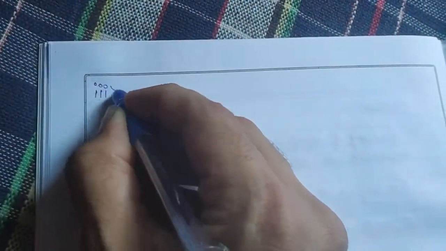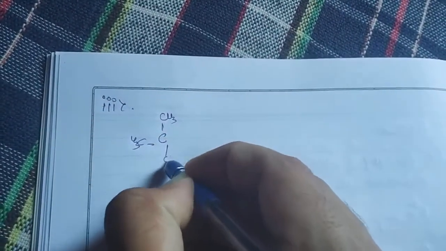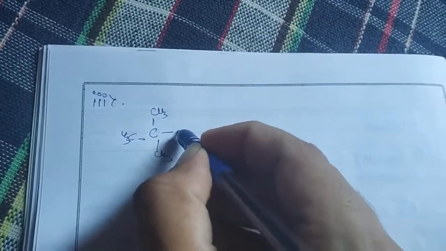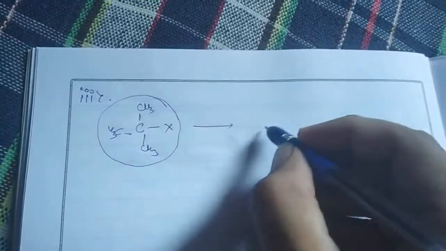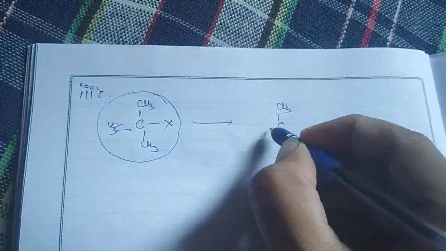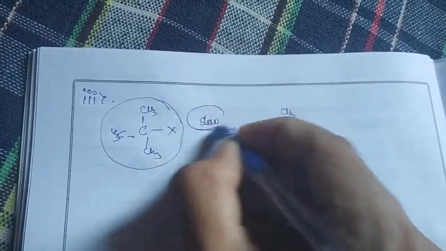Of course, when we were dealing with the SN1 mechanism with respect to haloalkanes, CH3, CH3, CH3, C, X. So the first step in the SN1 mechanism was what? The formation of the carbocation. So it was forming this carbocation.